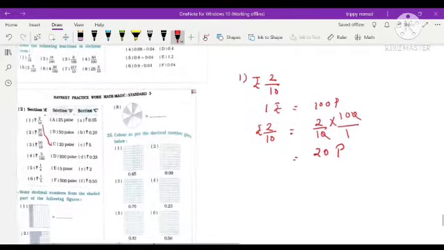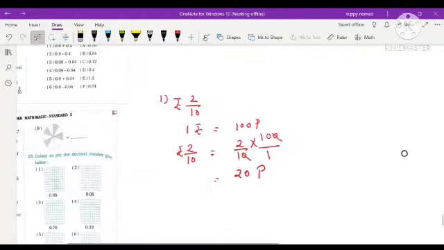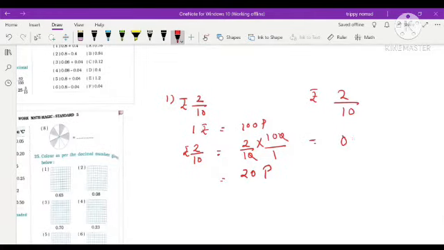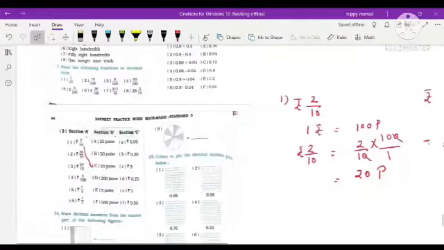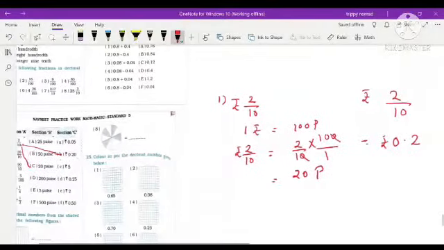Now we have to convert into decimal form also. How will you convert into decimal form? Already given rupees 2/10, that means 0.2 rupee or 0.20. Both are the same. Find out that part in the decimal form, children. I hope you understood. Now we are going to start the second one.